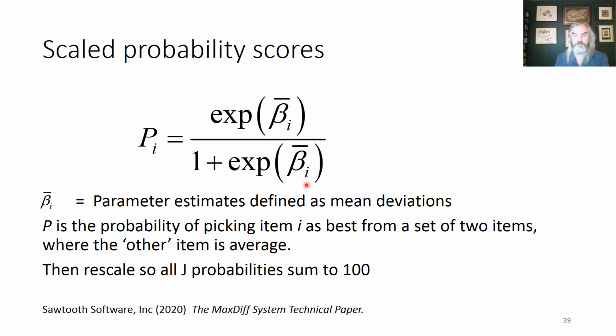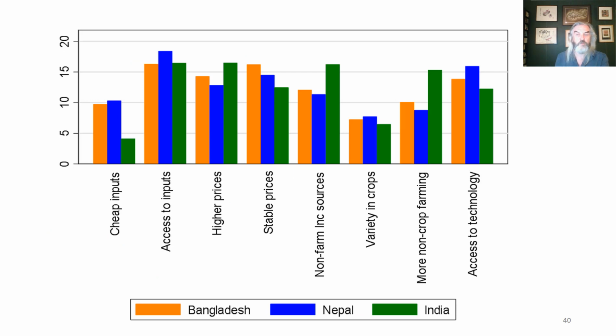So this is the suggestion that's coming out of the Sawtooth Software MaxDiff technical paper, which I'll give a reference for at the end. So this is back to the data set that we've had from this project.